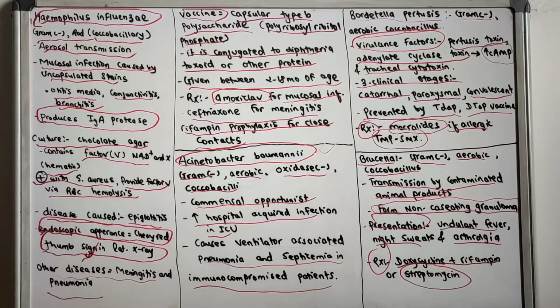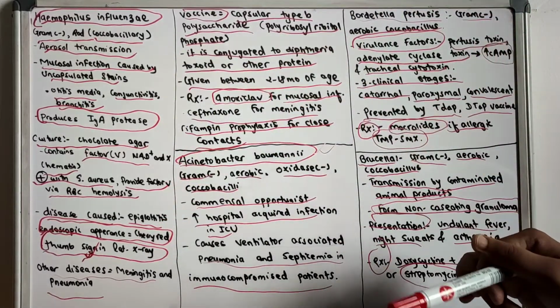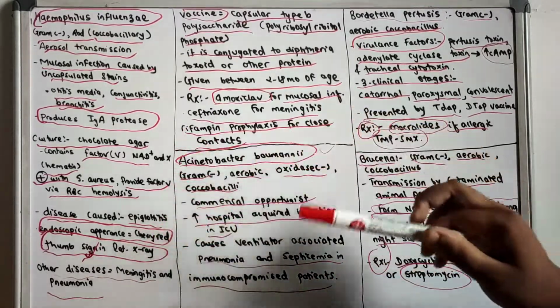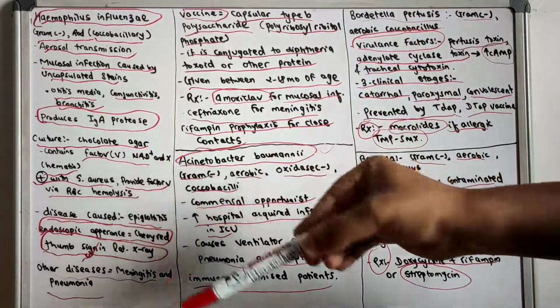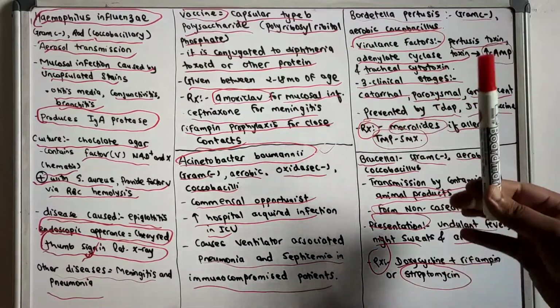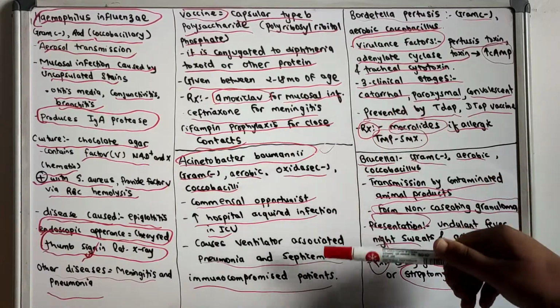So again, at last I am going to summarize what we have read today. We mainly discussed 4 gram-negative organisms: Hemophilus influenzae, Acinetobacter baumannii, Bordetella pertussis, and Brucella. In Hemophilus influenzae, you have to know that it mainly causes epiglottitis, the endoscopic appearance of the epiglottis is cherry red, and there is a thumb sign on the lateral X-ray. For their growth, they need factor V and factor X. Acinetobacter baumannii causes ventilator associated pneumonia and septicemia in immunocompromised patients.